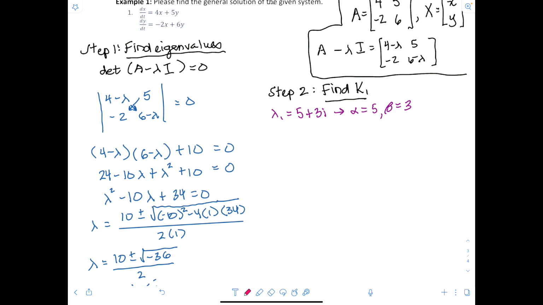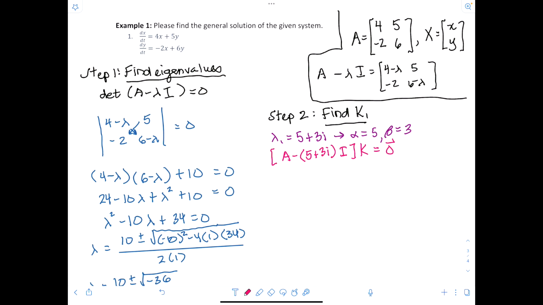So remember, what we need to do is find A minus lambda, which is 5 plus 3i, times the identity I2, and then times k, and that's equal to the 0 vector. So we solve this equation. When I plug in 5 plus 3i for lambda here and here, what will happen is I'll get this matrix.